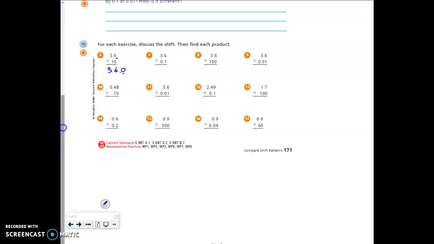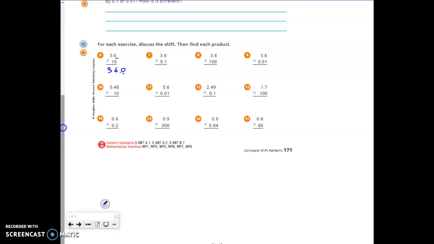Now, same thing for the next one. We see a bunch of fancy window dressing there. I still see the 36. I still see a 1 and a 0, but those are changed, and I see an extra decimal point. That's all just window dressing. That's all extra. Solve it like we know how to solve it. What is 36 times 1? Forget about the decimals until we solve the problem first.